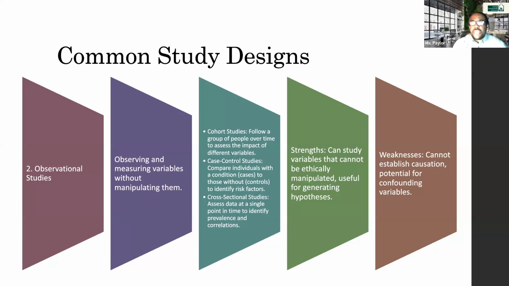One of the strengths is that we can't manipulate those, so there are really no ethical concerns. We don't have to worry about giving someone a particular disease, or exposing them to a particular pathogen to see if they develop it. We already know that this person has been exposed, and we want to see if they develop it or not. So it's really easy to generate hypotheses using observational studies. If we were to start to get into some research and come up with research questions, I would say this is probably the best place to start.